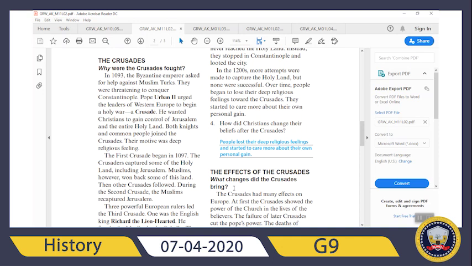So who was asking help? The Byzantine emperor, and he was asking help against whom? Muslim Turks. And they were threatening to conquer Constantinople.